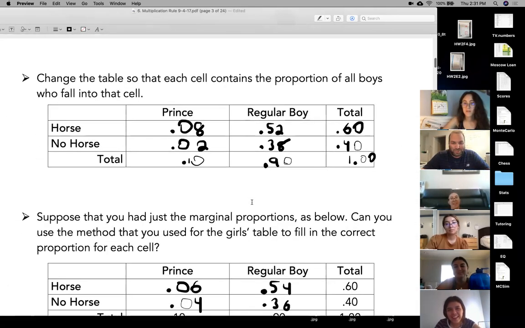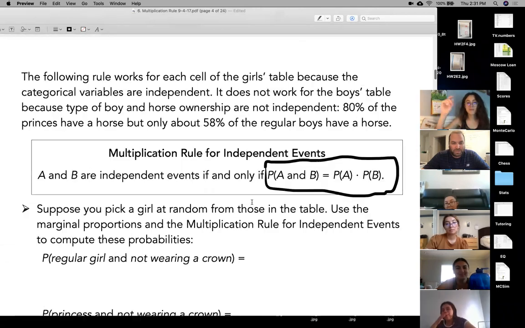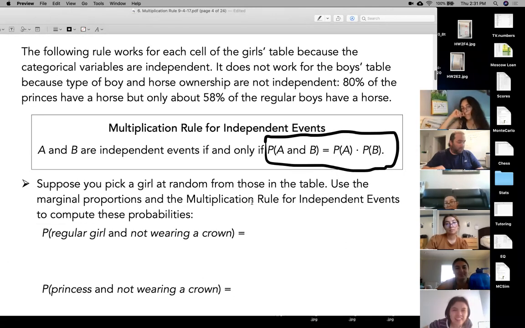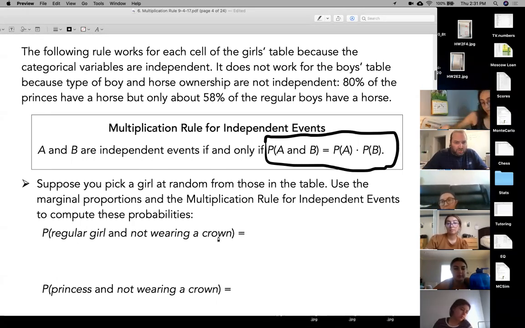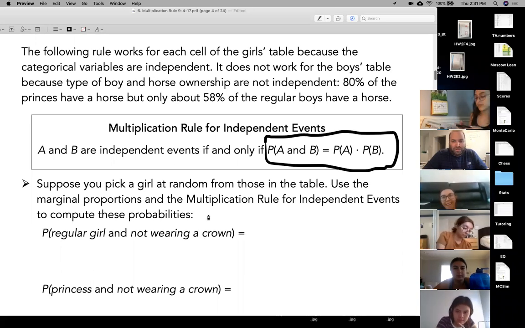All right, let's go back to the next one. Suppose you pick a girl at random from those on the table. So load up your table. I have mine right in front of me. It says use the marginal proportions and the multiplication rule for independent events to compute these probabilities. Wait a minute. I will wait 1 minute. 60 seconds, go now.